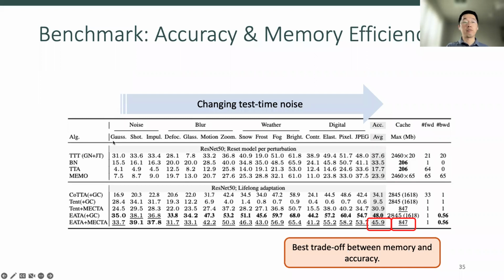Here we sequentially feed the data with this noise into the models. We will first let the model go through the Gaussian noise, then the shot noise, then impulse noise. Then we will summarize the accuracy on each noise. This accuracy is computed on all samples in the test set with Gaussian noise, and then we sequentially evaluate all these noises. Finally, we compare the average accuracy on all these 15 noises.